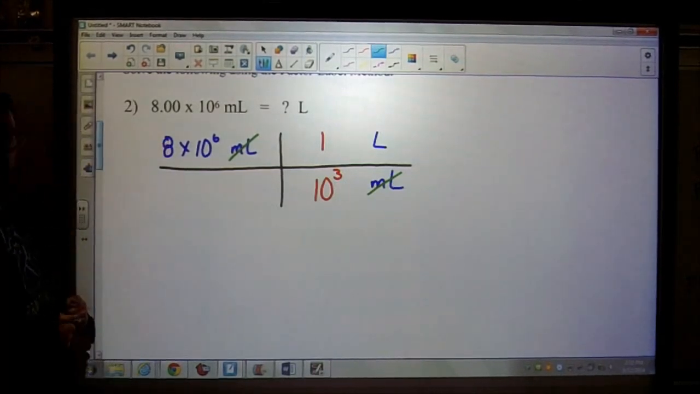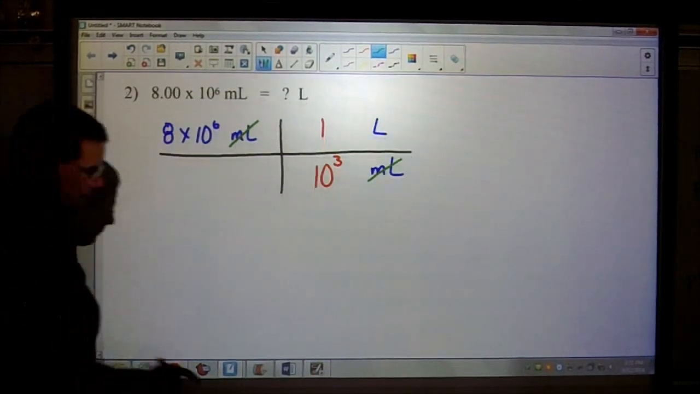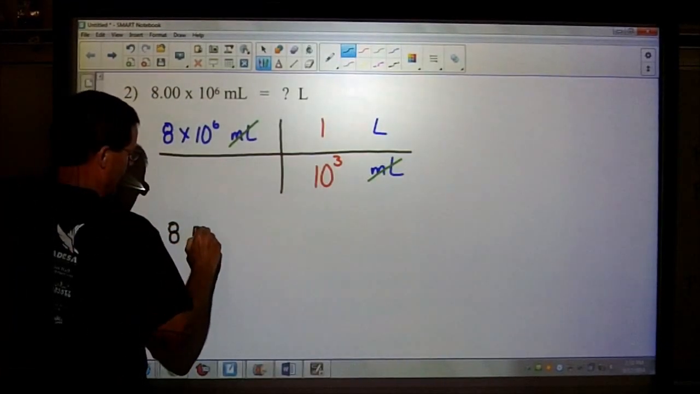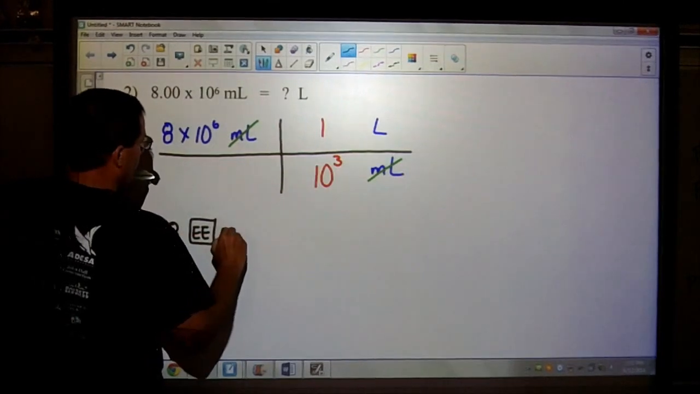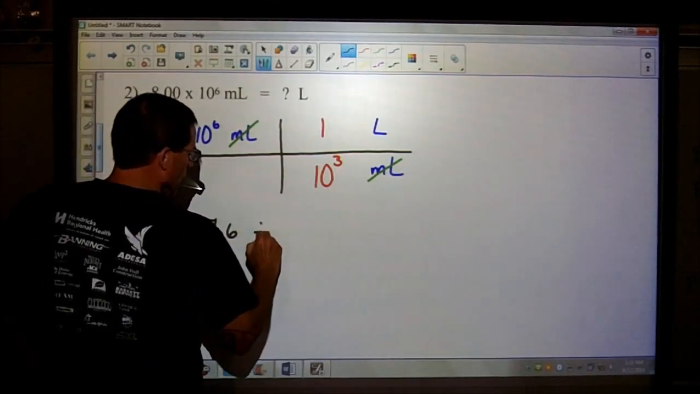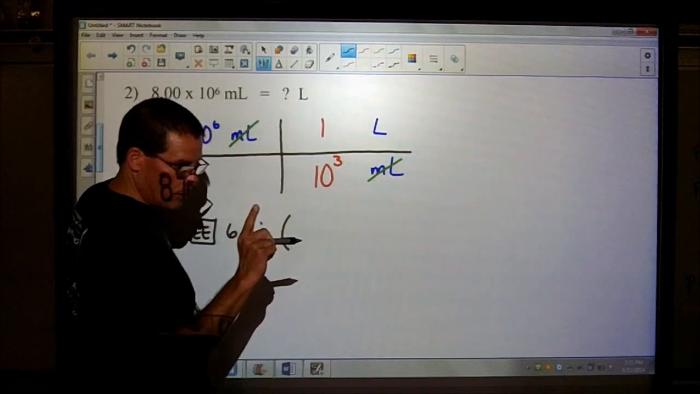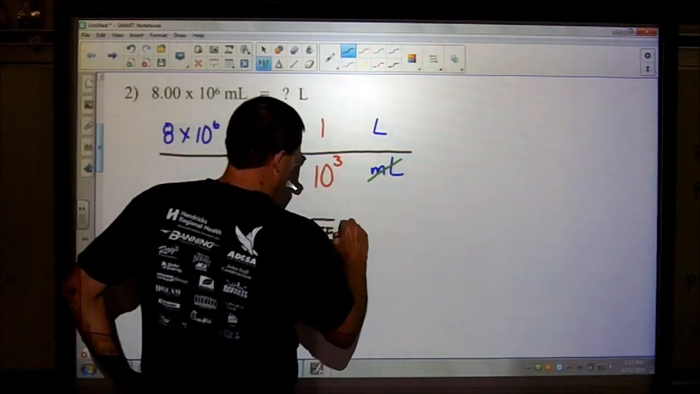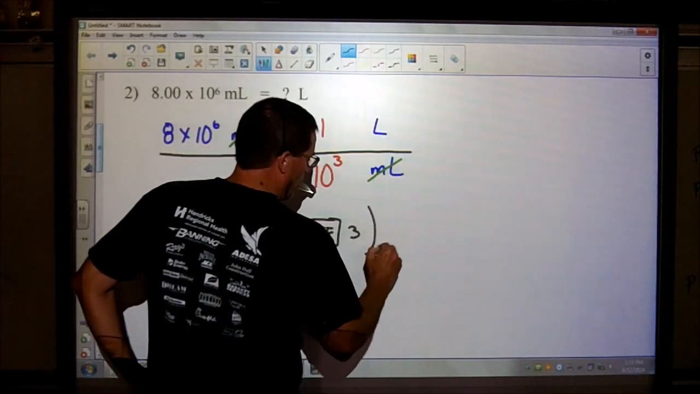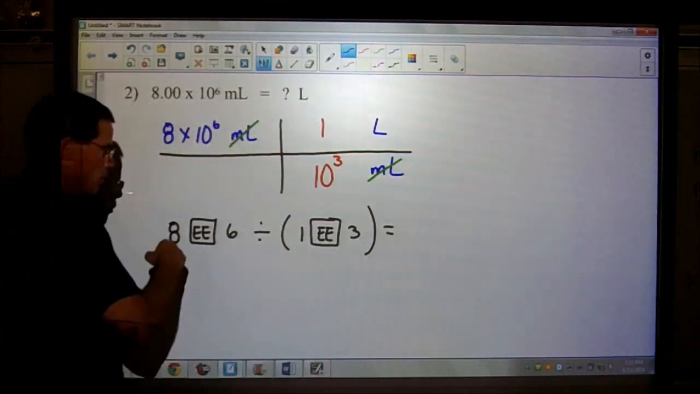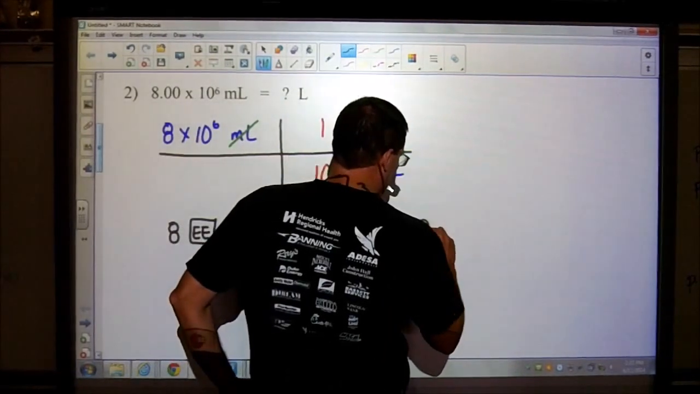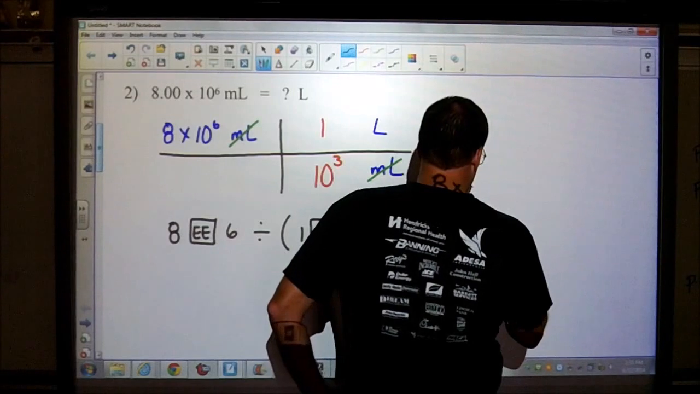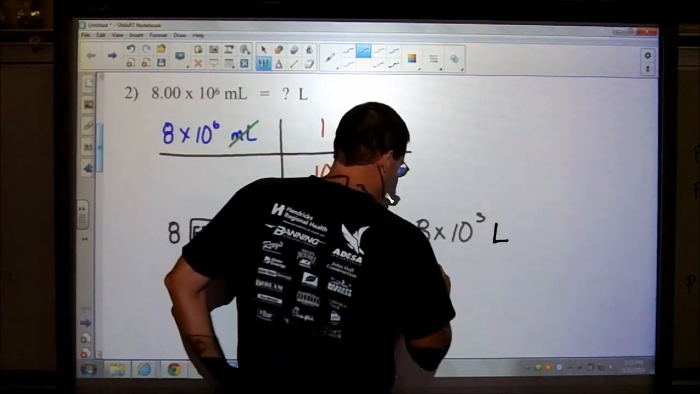So make sure that you know how to type this in on your calculator. In this case, I would type in 8 EE 6 divided by, open the parentheses for good habits, 1 EE 3, close the parentheses, equals, and by doing that, hopefully you get an answer on your calculator as 8 times 10 to the 3, or your calculator may say 8,000.